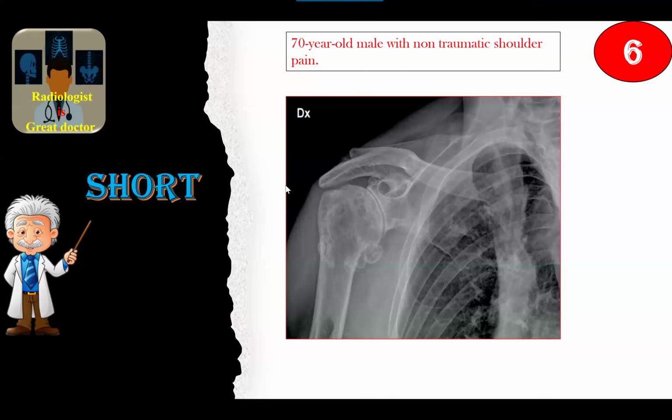Coming now to 6, 7, and 8. A 70-year-old male with non-traumatic shoulder pain. Okay, sir, I'm provided with an X-ray of the right shoulder, frontal projection, in which I can see multiple round calcific bodies of different sizes noted in the synovial cavity, and degenerative changes in the shoulder joint as well. No acute bony injury, fracture, or dislocation can be seen.